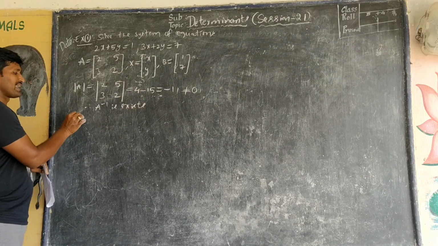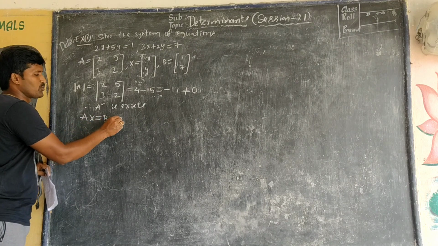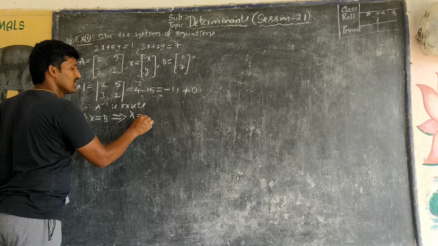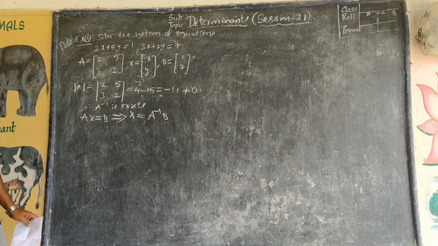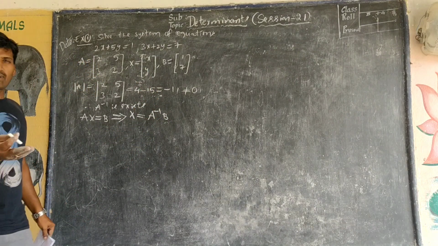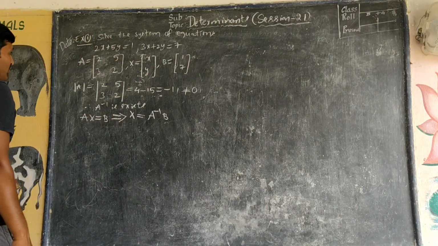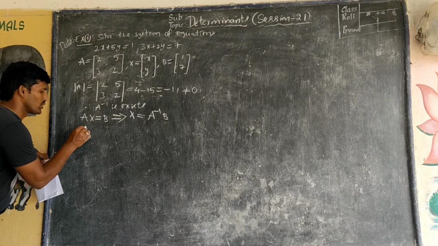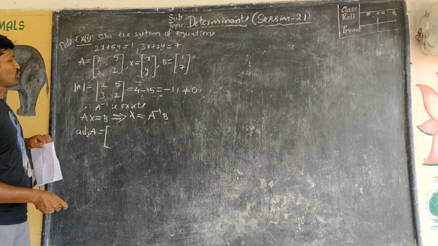Now we will take the matrix method. What is the matrix equation? AX equal to B. From this, we will find the X matrix. How to find the X matrix? A inverse into B. Now, what is the A inverse formula? 1 by det A into adjoint A. The det A value we know, we need to find adjoint A. Adjoint A we know easily for 2 by 2.